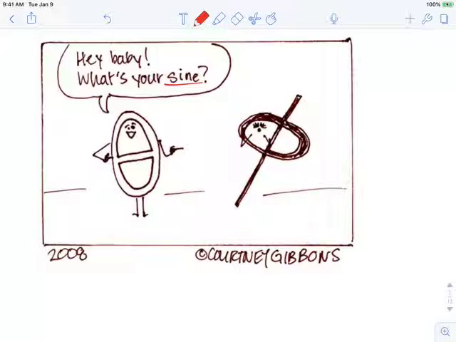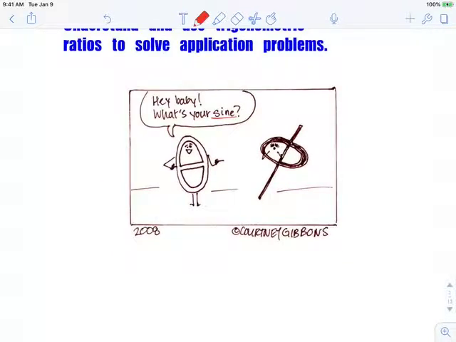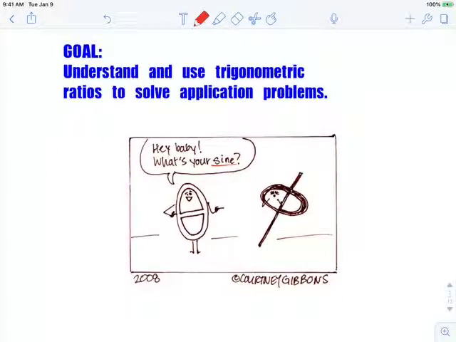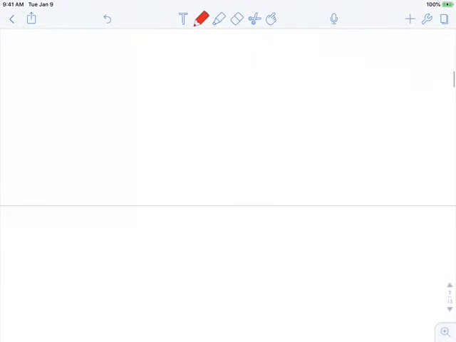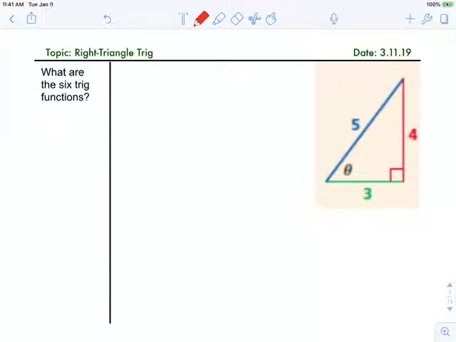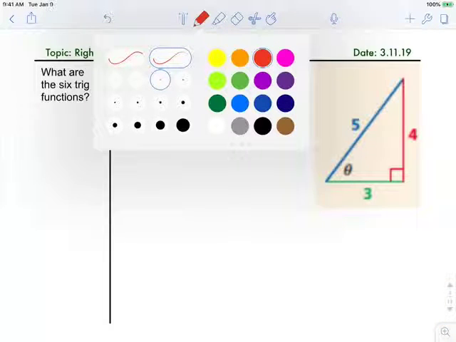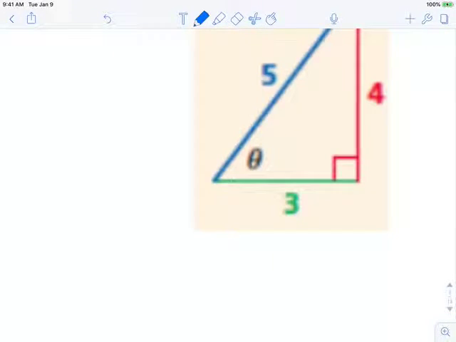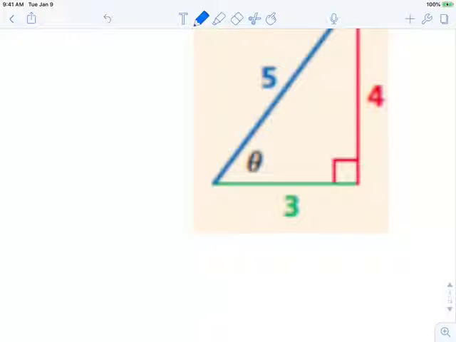And yeah, you've done some of this, so it should be some review. All right. Understand and use trig ratios to solve application problems. Okay, so tell me some of the trig functions you remember. What are some of the trig functions you remember? Because there's 6 of them that we're going to use. You should know 3 already.